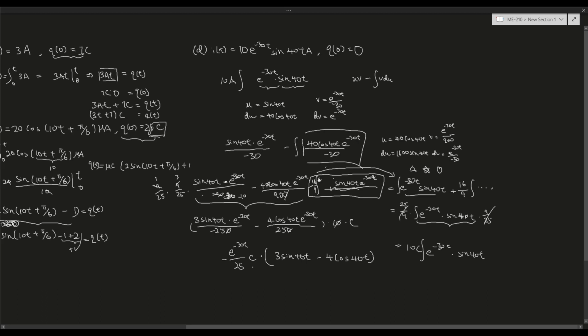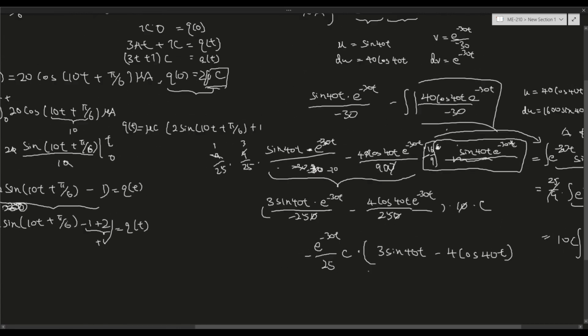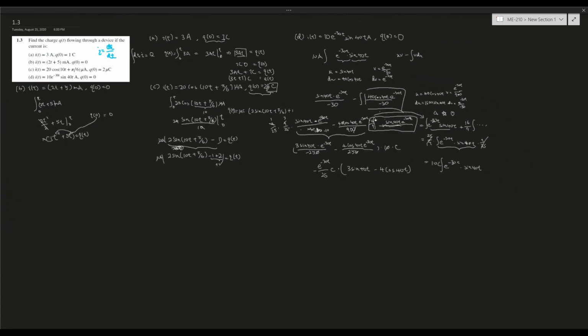Fantastic. Okay, and this would be it. On the check, they simplified the number, but this is still also the right equation. You can obviously plug your number in and simplify it if you want, like 3/25. You can calculate that. But yeah, I think this is everything for question 1.3.